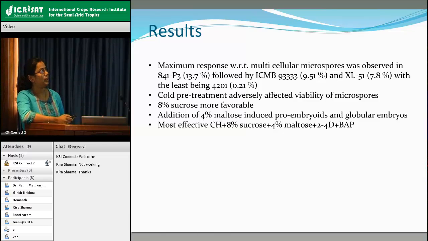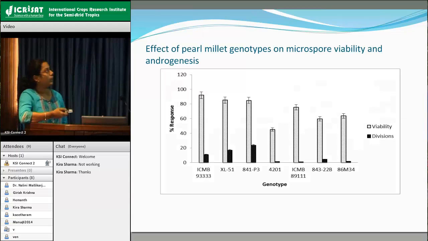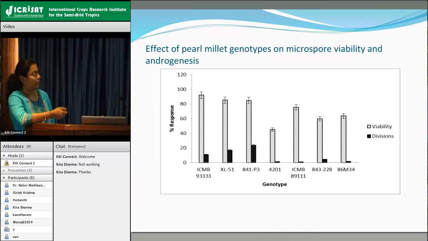But when 4% maltose was used as a secondary carbon source, I got proembryoids and globular embryos in pearl millet. So the best medium for me was the basic CH media that I have used for chickpea also, with 8% sucrose, 4% maltose, and 2,4-D and BAP. This was the best media where I got proembryoids and globular embryos. Here is a representation of the effect of genotypes on microspore viability. As I said earlier, the viability was very high among all the genotypes excepting 4201, but the divisions were observed in 841P3, XL51, ICMB, 93333. Here, as I've already said, 13.7%.